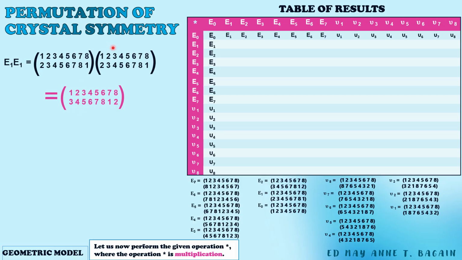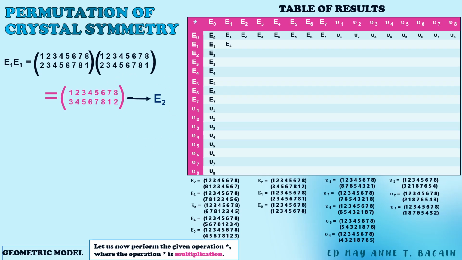So this would be the answer. As we can see, 1 is to 2, so we'll be looking at the 2, it's 3. 2 is to 3, so we'll be looking at 3, it's 4. 5, 6, 7, 8, and 1 and 2. So what is the answer for epsilon sub 1 star epsilon sub 1? It will be equal to epsilon sub 2.